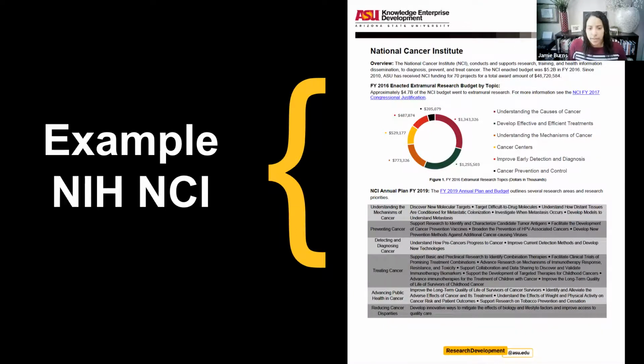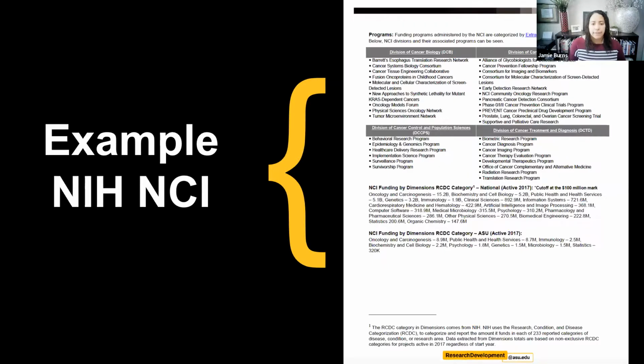So here you can see the National Cancer Institute. Again, quick overview, research as budgeted, information from their annual plan. And then on the next slide, again, programs and divisions associated with the programs. And then a final note about funding by research category. So again, really quick information for your faculty.